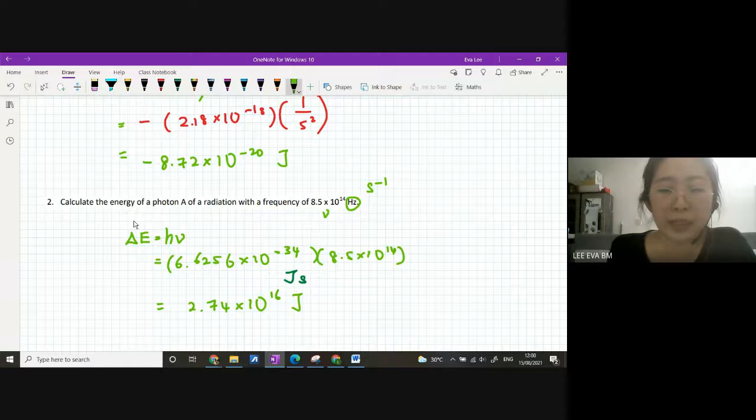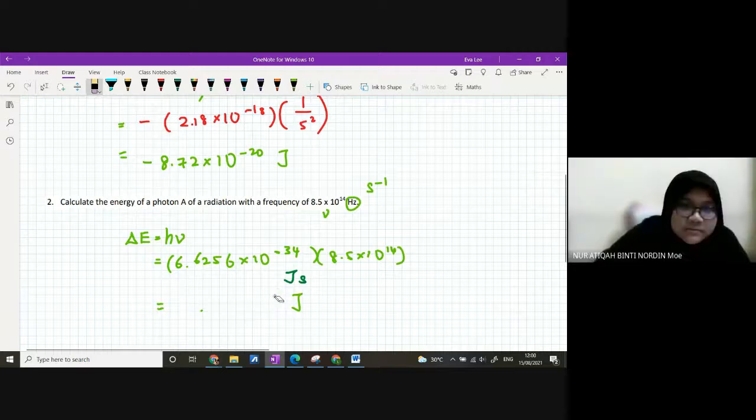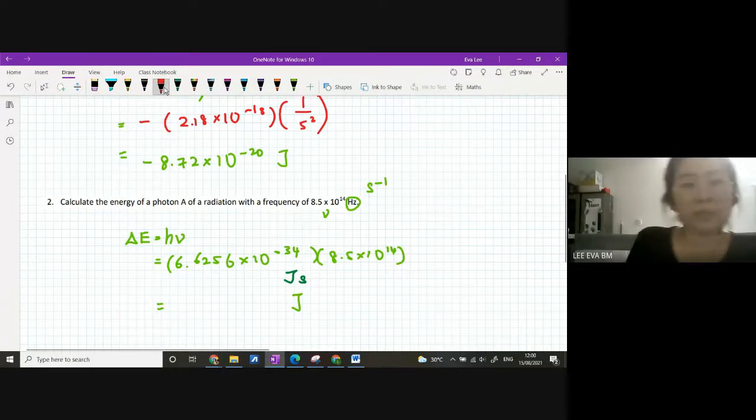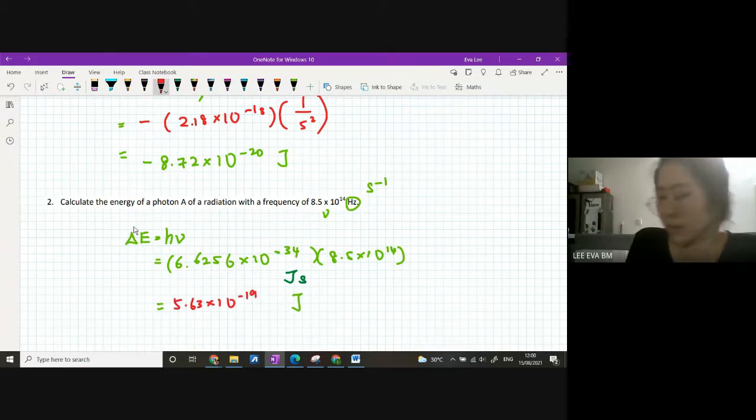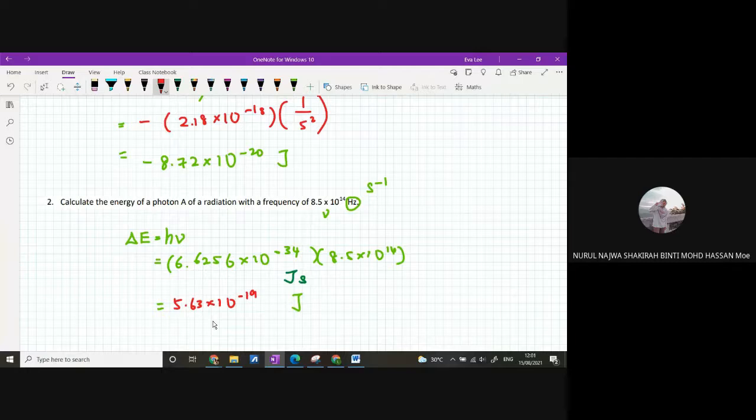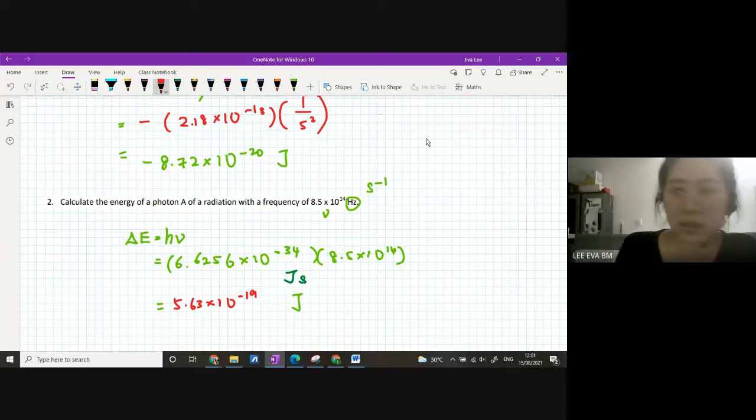Okay, you got 5.63 10 to the power of negative 19. Yes. Okay, thank you very much. 5.63 10 to the power of negative 19. Sorry, yeah, my mistake. Is everyone agree with this answer? 5.63 10 to the power of negative 19. Yes. Agree, yeah. Thank you very much. So delta E equals to h nu. So you calculate, you will get this answer. Don't forget about your unit as well.